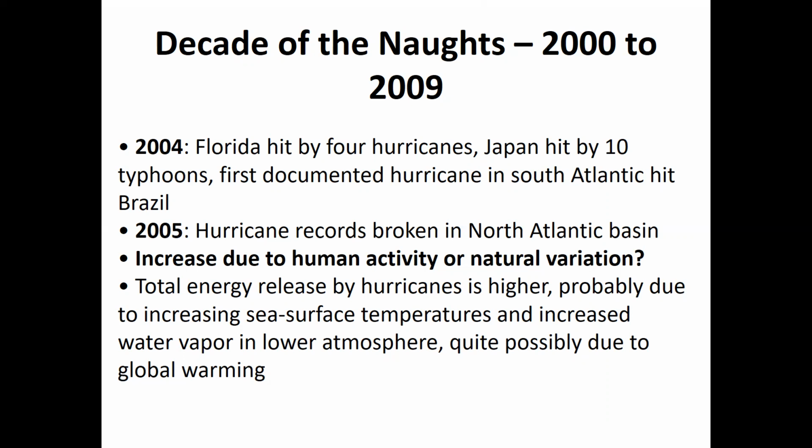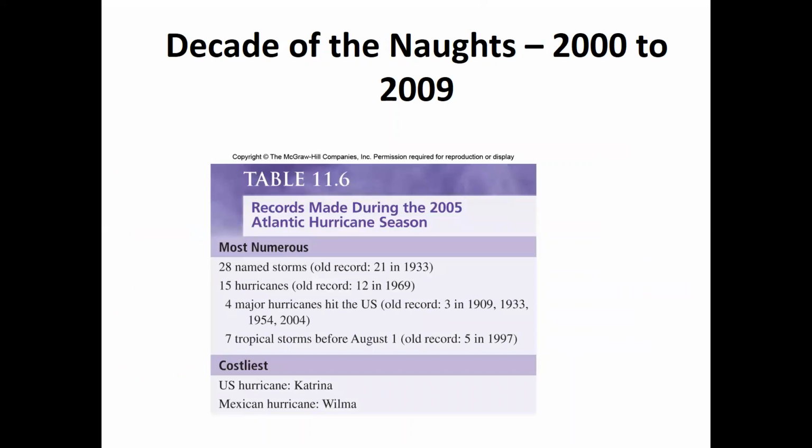And is this increase due to human activity or natural variation? Well, the total energy release by hurricanes is higher. This is probably due to an increase of energy in the sea surface temperatures and an increased amount of water vapor in the lower atmosphere. And this is likely due to global warming, right? Just as our climate warms, the sea surface temperatures are warming. There's more energy in the ocean to fuel these hurricanes. So we're having more frequent, more powerful hurricanes.